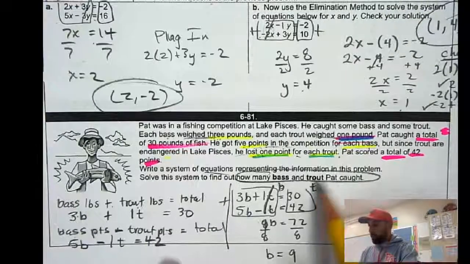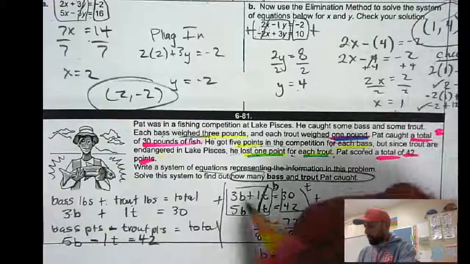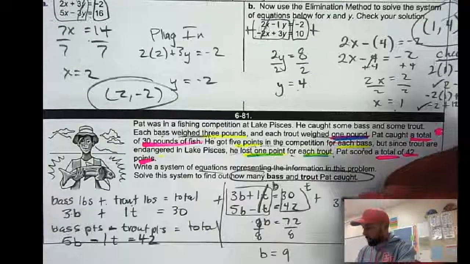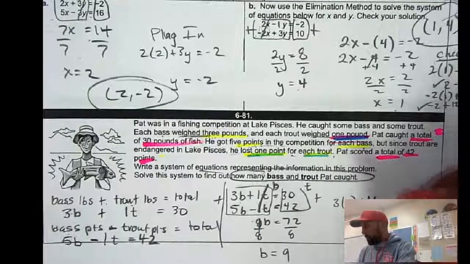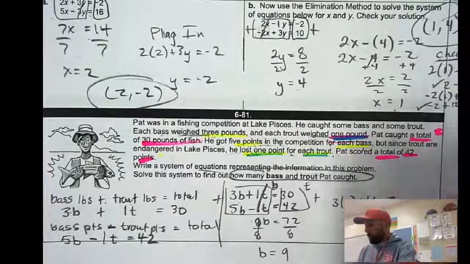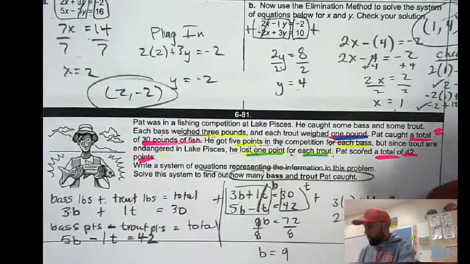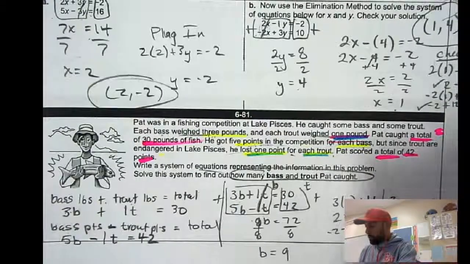Okay, but now we need to figure out how many trout there were. So now we got to plug it into either equation, doesn't matter. I'll plug into the first one because I like it. Okay, so we're going to plug in here, the B to there, 3B plus 1T equals 30. Okay, so now 3 times 9 is 27. Now remember, we're trying to get T by itself, so take away the 27. And we get 1T equals 30 minus 27, which is 3.